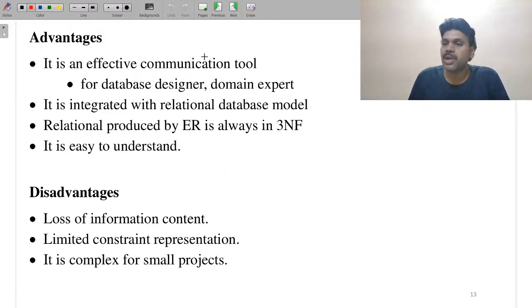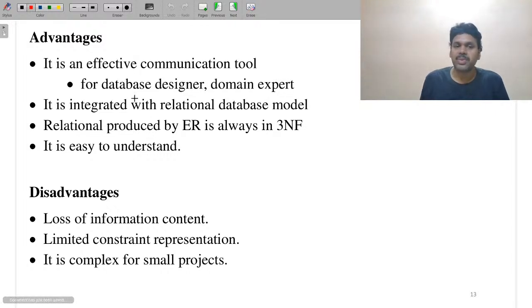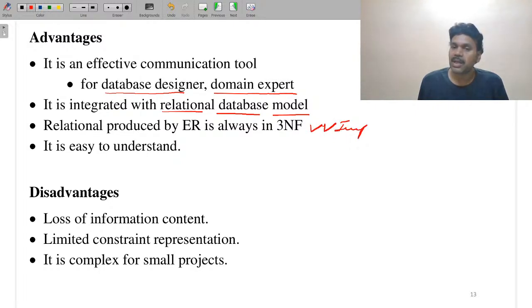And next, what are the advantages? It's a very effective communication tool for a database designer or for domain experts. And I already informed that it is integrated with the relational model, and this is a very important point in the examination. Whatever is produced by the ER model, it's always in third normal form. Relations produced by the ER model are always in third normal form, and it is very easy to understand.